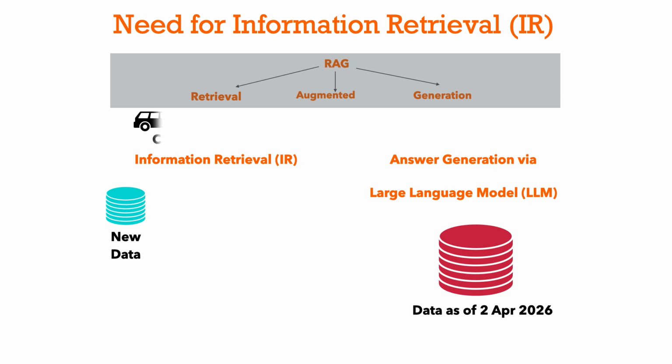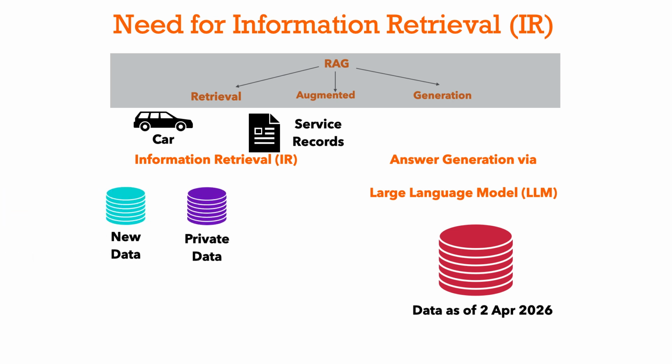Now, for a car, if you need to send it to a mechanic, it would be good if you can also provide the mechanic with the car's historical service records so that the mechanic can review and provide more targeted maintenance. For an LLM, this would translate to providing it with private or proprietary data to reason with.